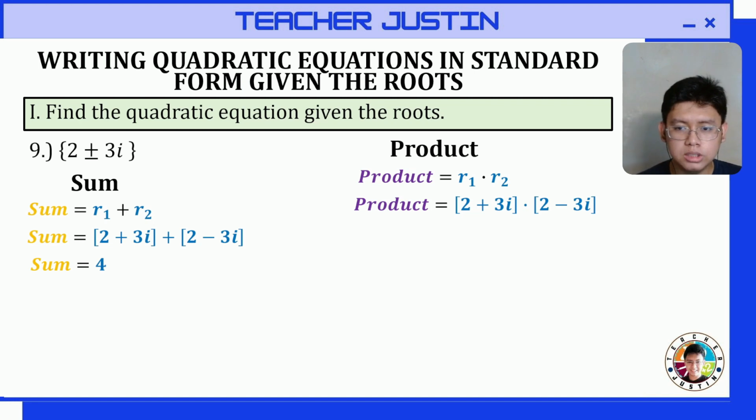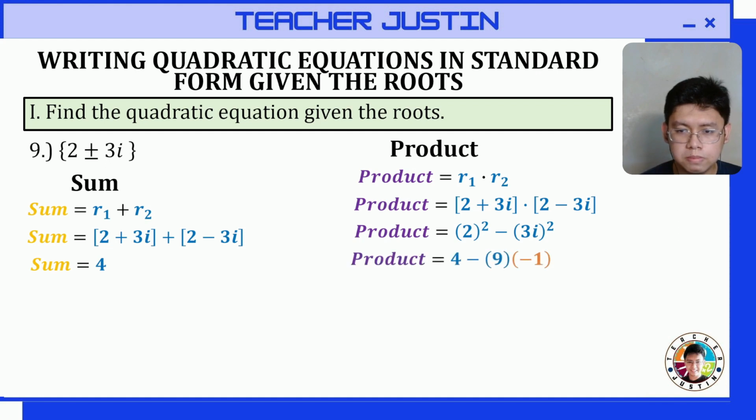Now, let's apply multiplying conjugates because they are conjugates. So we square the first term minus the square of the last term. So 2 squared is 4. So the square of 3i will be 9 and negative 1. So take note that i is equal to the square root of negative 1. So if we square that, it will be equal to negative 1. So take note that i squared is always equal to negative 1.